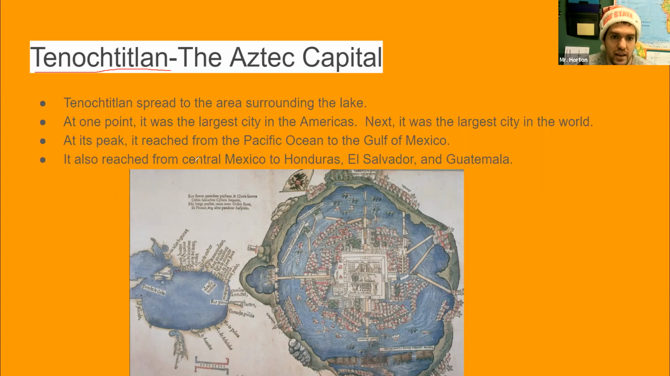Okay, and at its peak, the Aztec civilization went from the Pacific Ocean all the way to the Gulf of Mexico, and it also reached from central Mexico to Honduras, El Salvador, and Guatemala. So it had a big stronghold in central Mexico. Okay, and that's the Aztec civilization. And Tenochtitlan was the main capital, the Aztec capital of the Aztec civilization. So Tenochtitlan, the main capital.